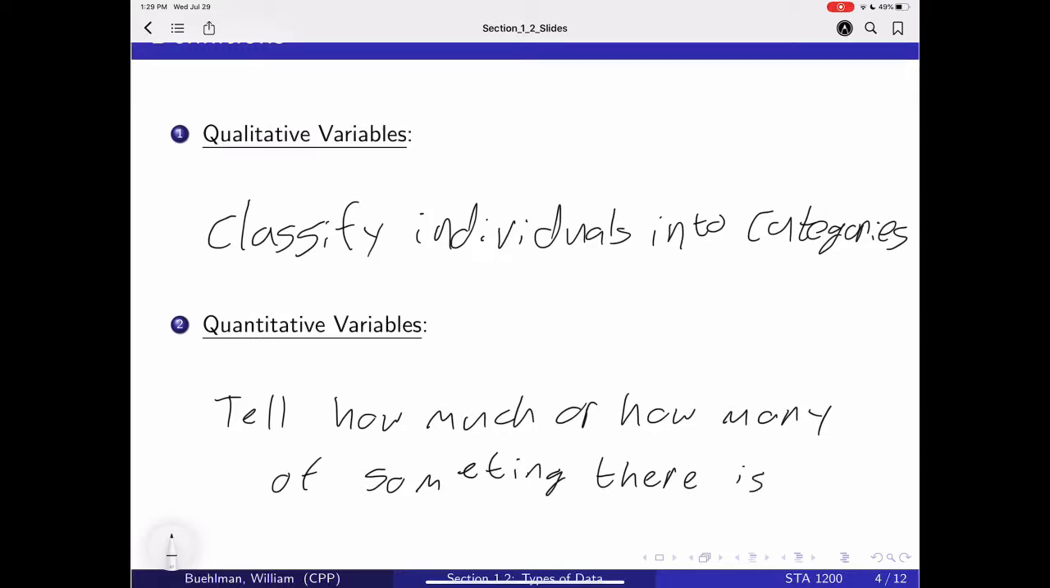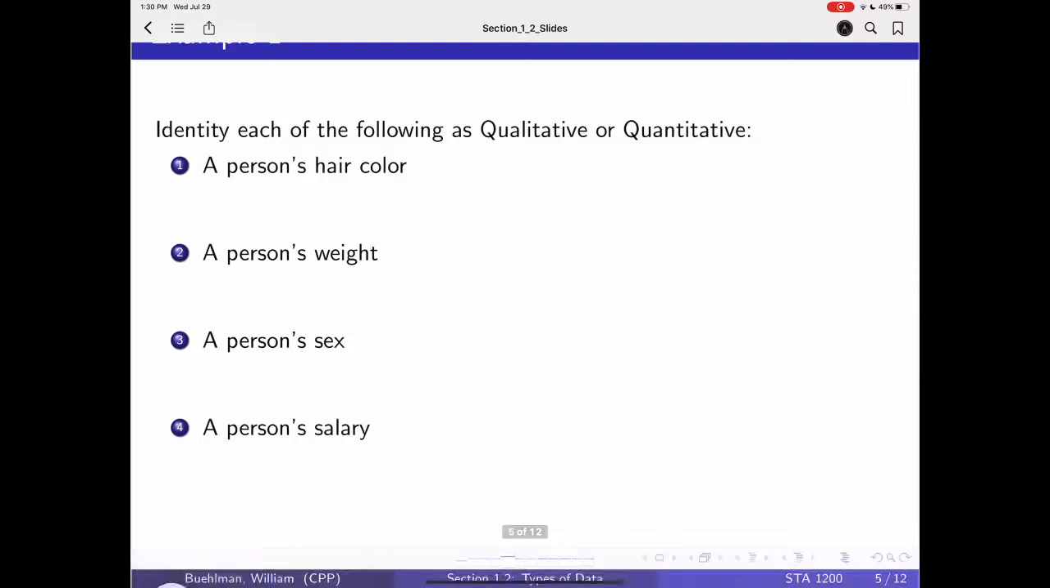All right, so now we're going to go over a couple of examples. Here's our first example: a person's hair color. We have to ask ourselves, does this tell us how many of something there is, or is this a category? Hair colors are like blonde, black, brunette, red, green, blue. There are all sorts of colors, but that's not telling me how many. Since it's not telling me how many and it's a category, this is a qualitative variable.